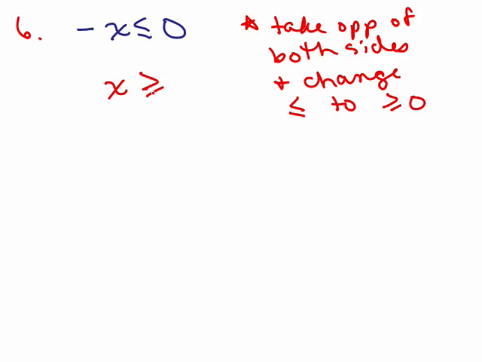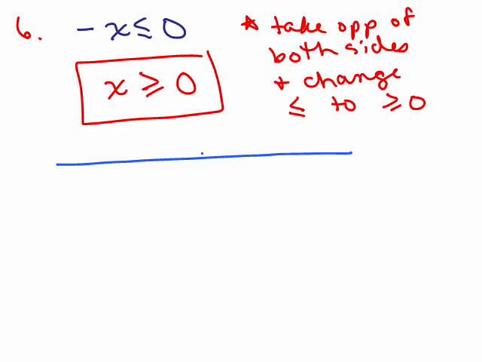X is greater than or equal. What's the opposite of 0? 0. That's the end of the problem. How cool is that? So we have 0. Okay, greater than or equal to 0. So 0 is a solution. And we want all numbers bigger than 0. So we're going to the right.